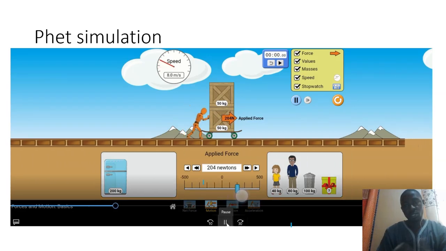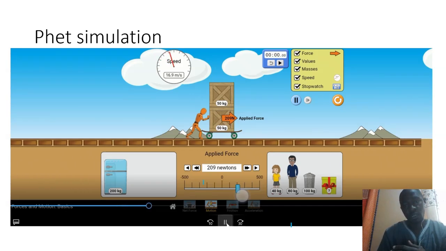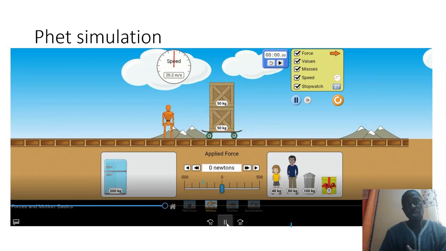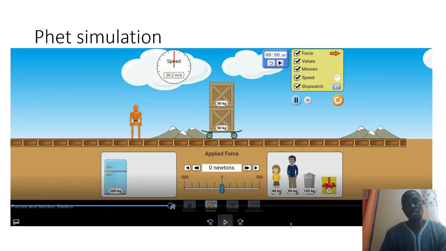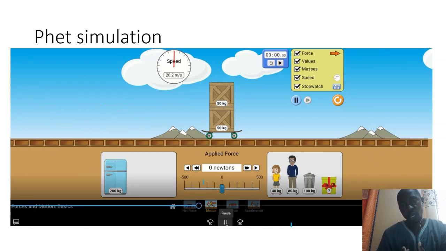The body is in motion as the force of 209 newtons is being applied. So the body moves a given distance from the gentleman pushing it. So we can measure the distance. The force we saw was 209 newtons. So we can calculate the distance and determine the work done.